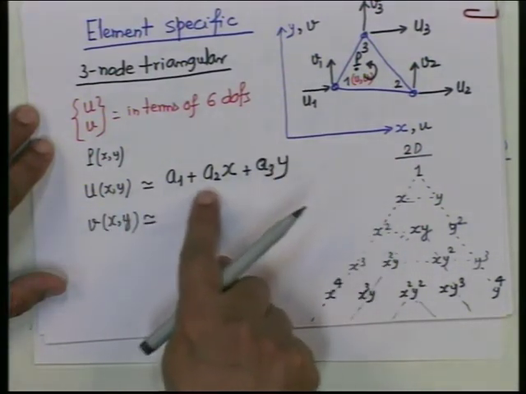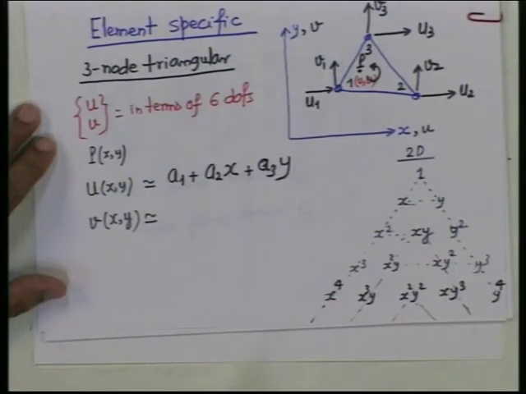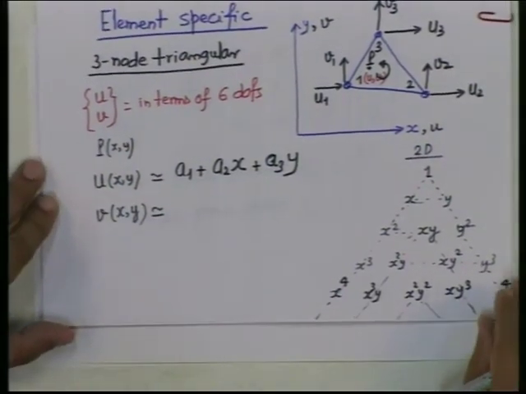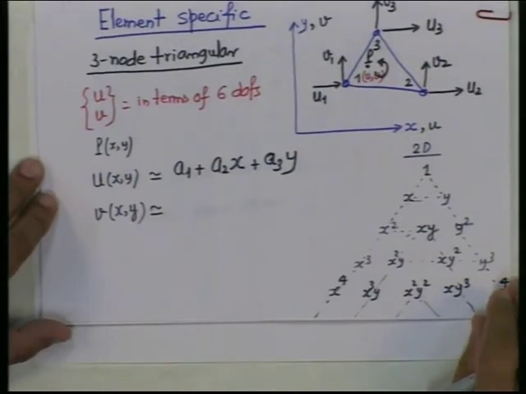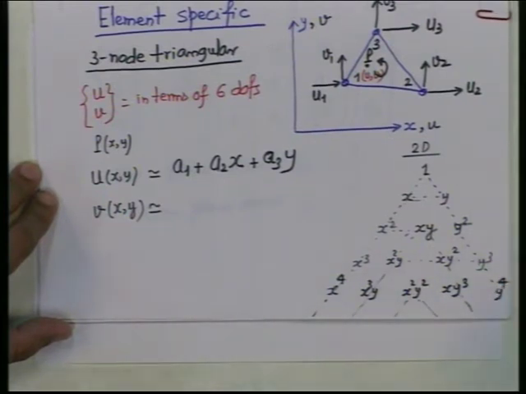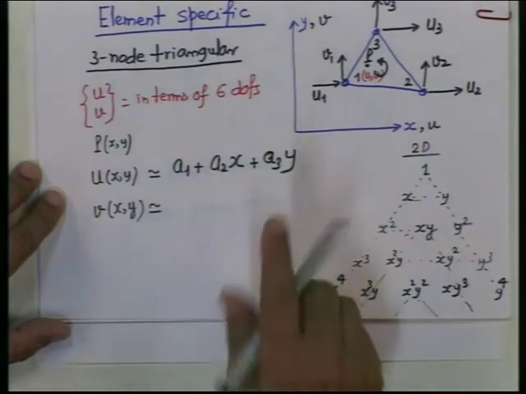U displacement varies in x and y linearly. I think the other day I also explained this function, a 3 noded plane. The variation is a linear plane, an inclined plane, with no cubic or quadratic term. It is all linear.